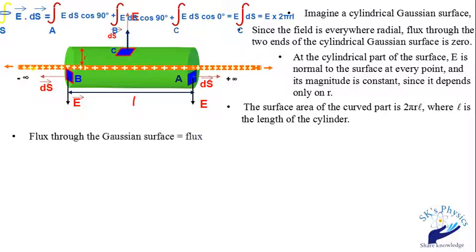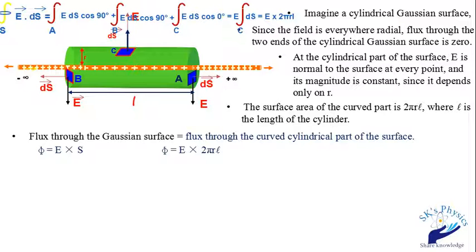So flux through the Gaussian surface is equal to flux through the curved cylindrical part of the surface. Phi is equal to E cross S, so phi is equal to E cross 2 pi r l. The surface includes the charge equal to lambda l. Q is equal to lambda l because lambda is equal to Q by l.